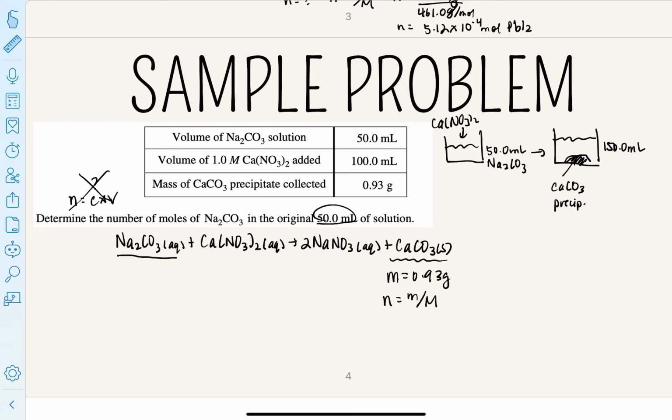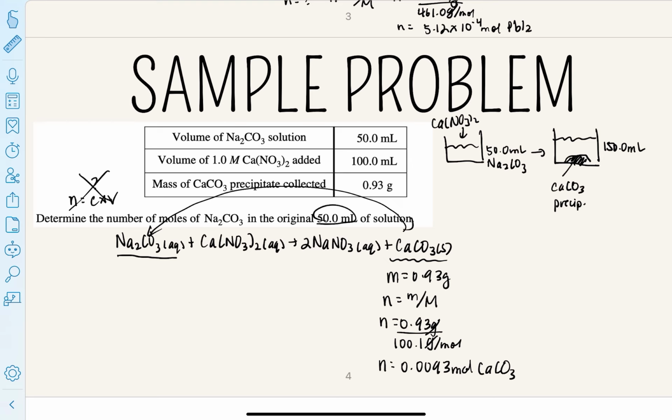Remember, n equals m over M. And I can do a mole ratio. These occur in a 1-to-1 ratio. Again, the equation is given to me. It was pre-balanced. I could do a mole ratio to determine how much of the sodium carbonate I actually have. So let's first figure out how much calcium carbonate I have. It's going to be 0.93 grams over the molar mass, which is 100.1 grams per mole. So I have a mole value of 0.0093 mole of calcium carbonate.